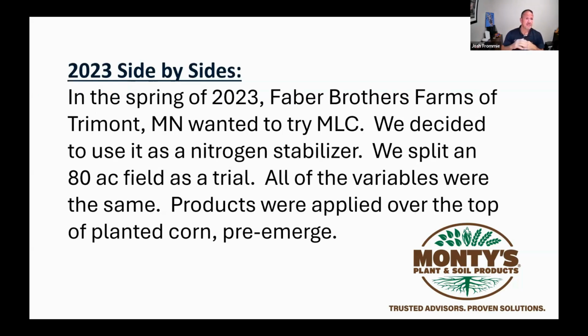Like I said, in the spring of 2023, Faber Brothers Farms in Trimont, Minnesota wanted to try MLC. We decided to use it as a nitrogen stabilizer. So we took an 80-acre field and split it in half to use it as a trial. All the variables were the same. The products were applied over the top of planted corn pre-emerge.